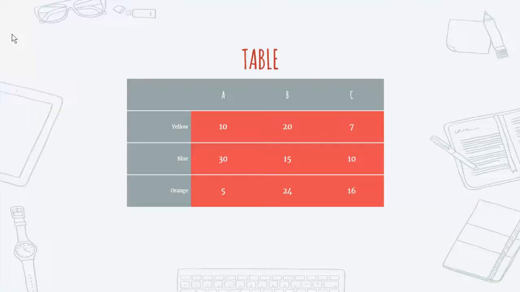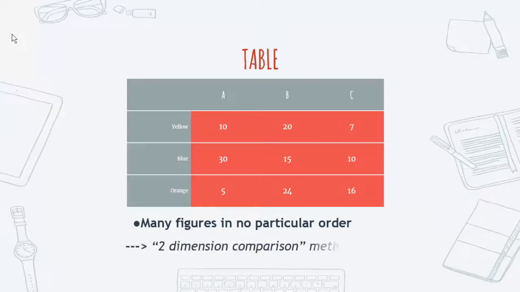Tables are also popular when it comes to IELTS Writing Task 1. They often consist of a lot of figures and these are not presented in any particular order. What I would suggest is the two-dimension comparison method, which means comparing subjects in the table vertically and horizontally. You won't be missing any information using this method.